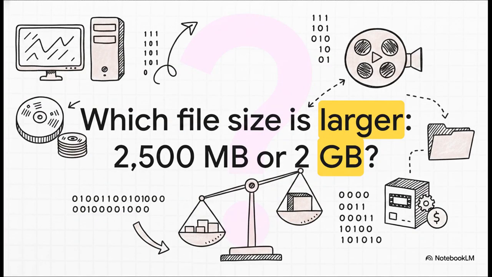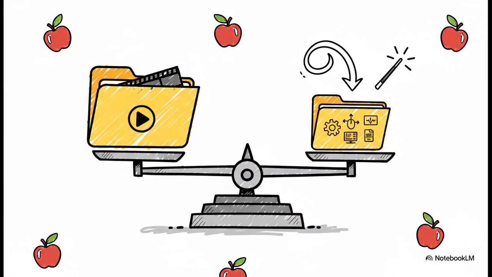Here's another real-world quest. Say you're cleaning up your computer's hard drive to free up some space, and you spot a video folder that's 2500 megabytes and a software folder that's 2 gigabytes. Which one is actually taking up more space? So the crucial point is that to compare sizes accurately, the units absolutely must have the exact same name. We really can't just compare megabytes and gigabytes directly without translating them first. And this brilliantly illustrates why we do that translation.